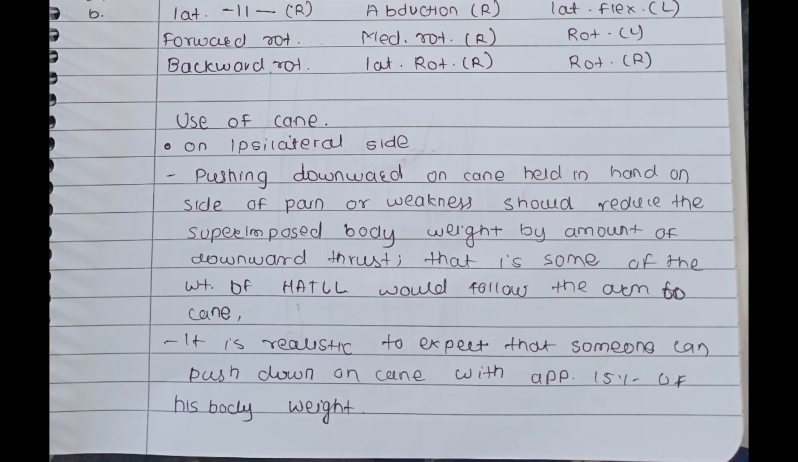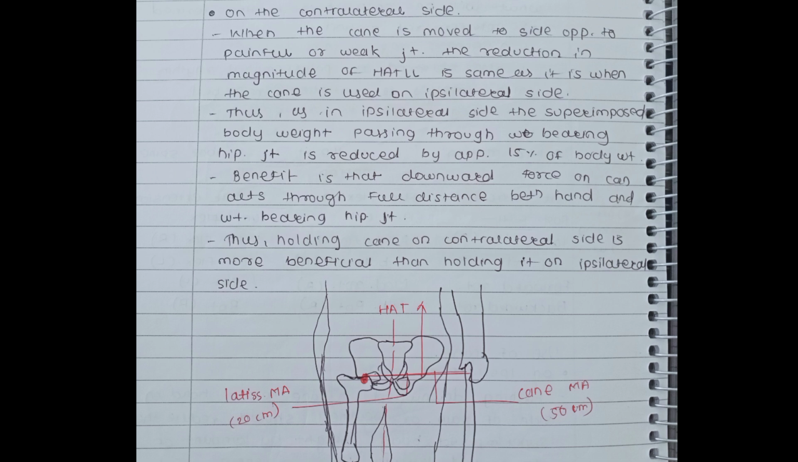Lastly, we have uses of a cane. This question has been asked in the practical exam. On the ipsilateral side, holding a cane in the hand on the side of the pain can reduce the weakness or the superimposed body weight. And on the contralateral side, when the cane is held on the side opposite to the painful or weak joint, the reduction in magnitude is the same as when the cane is used on the ipsilateral side.